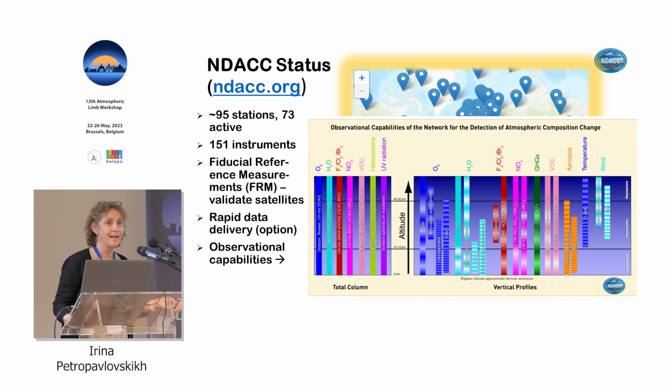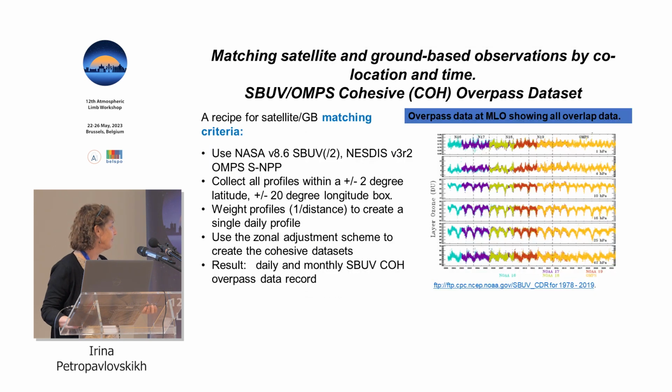Being a co-chair of the NDACC network, I cannot resist showing you the data. NDACC has 95 stations, 151 instruments, and they're all very well calibrated. So I'm sure that all of you are using the data from the NDACC network to validate satellites. And we also have a rapid data delivery that Copernicus, for example, is using to validate the CAMS model. So if you want, you can go to this website and look for yourself if you haven't done it yet.